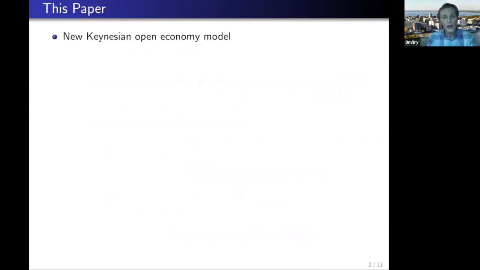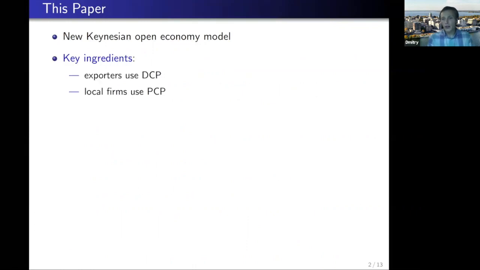So how do we address these questions? Well, we use a standard New Keynesian open economy model, which we augment with two key ingredients. The first one is, of course, the currency of invoicing. So we assume that firms set prices in producer currency, PCP, in the local market, but they use dollar currency pricing in the foreign markets. That seems like the natural starting point. Without this ingredient, we wouldn't even be able to talk about optimal policy under DCP.